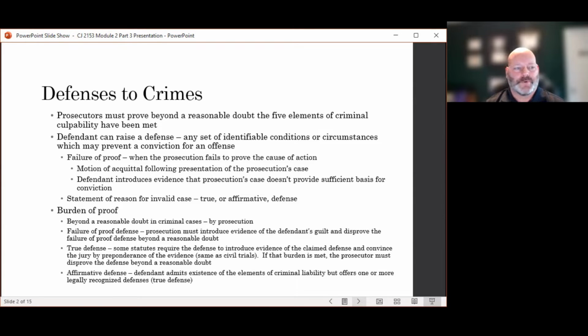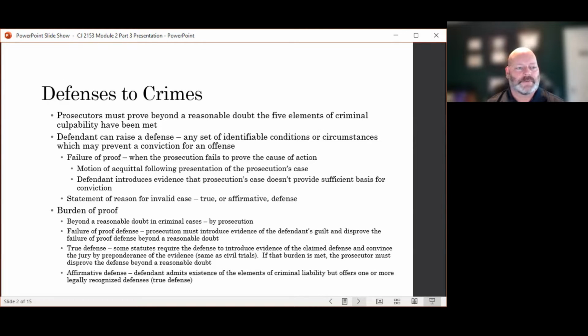In terms of burden of proof, beyond a reasonable doubt is the burden of proof in a criminal case, and that burden rests with the prosecution. A failure of proof defense indicates that the prosecution must introduce evidence of the defendant's guilt and disprove the failure of proof defense beyond a reasonable doubt.